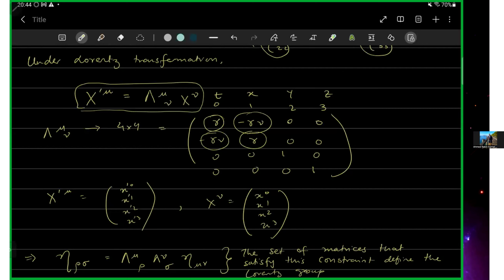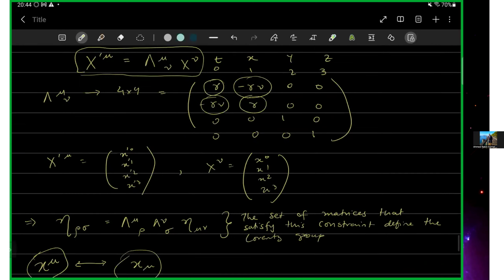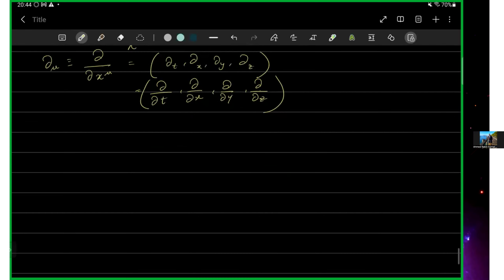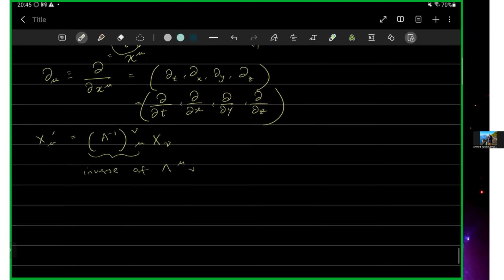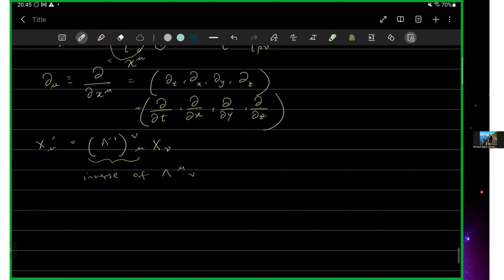But what if I had an index that were downstairs? In that case, I would have an inverse transformation, and for a covector, you would transform with the inverse Lorentz transformation as follows. Where this is basically the inverse of lambda mu nu.